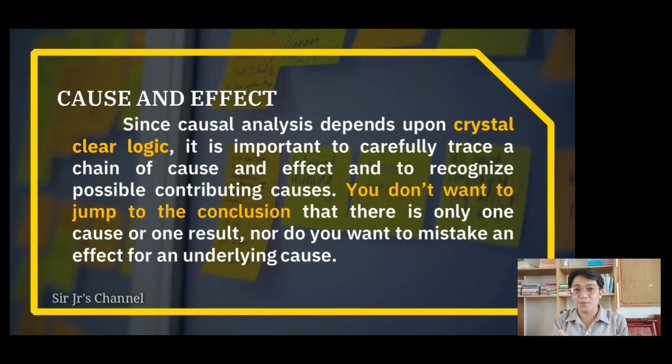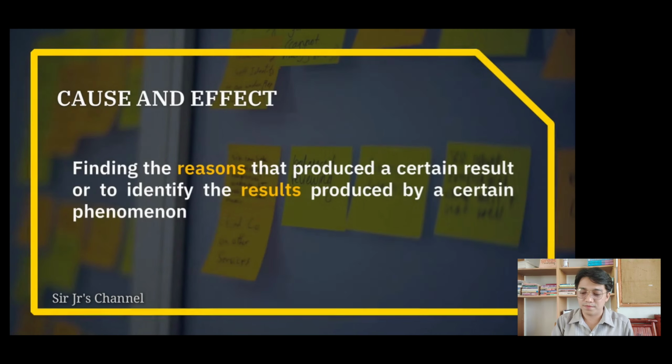You don't want to jump to a conclusion as fast as that. So you have to determine what is the reason behind this. Okay. You don't want to jump to the conclusion that there is only one cause or one result. That's why it says there, it is a chain of cause and effect. Nor do you want to mistake an effect for an underlying cause.